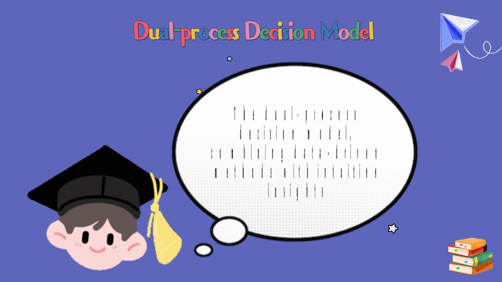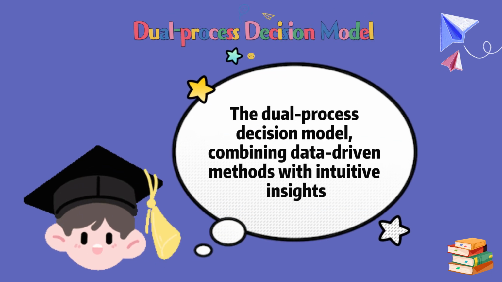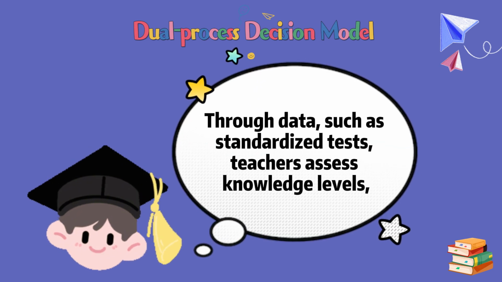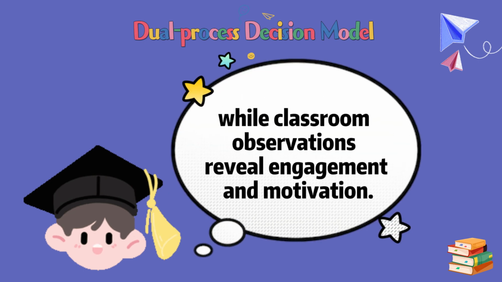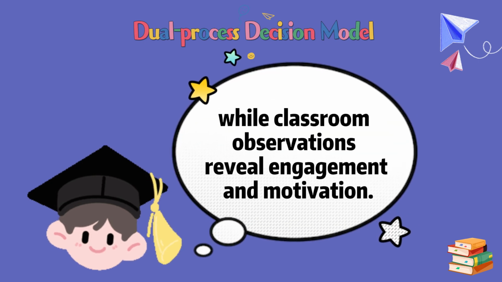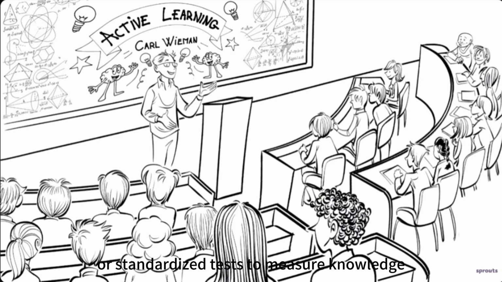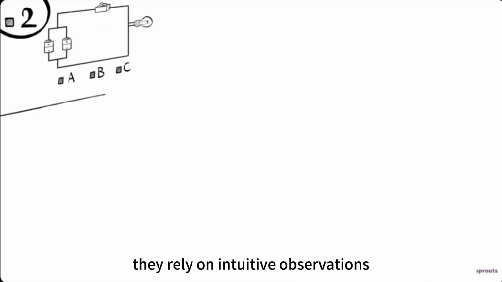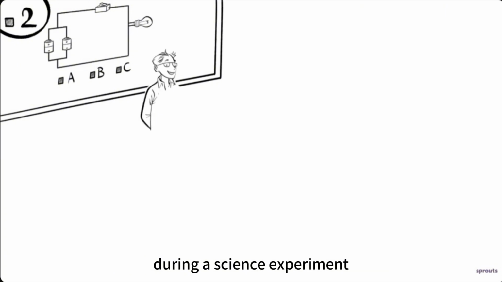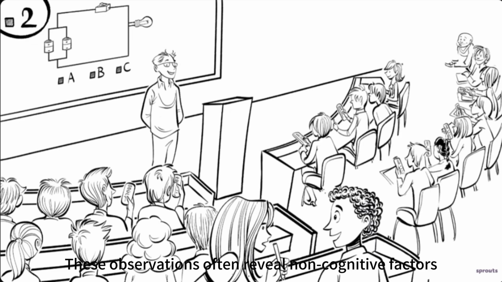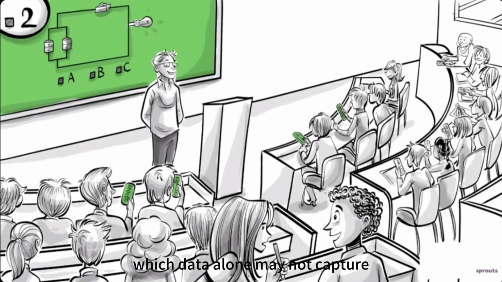The dual process decision model combines data-driven methods with intuitive insights. Through data, such as standardized tests, teachers assess knowledge levels, while classroom observations reveal engagement and motivation. In real-world scenarios, a teacher may collect data through quizzes or standardized tests to measure knowledge. At the same time, they rely on intuitive observations, such as noticing a student's enthusiasm during a science experiment. These observations often reveal non-cognitive factors like motivation, which data alone may not capture.